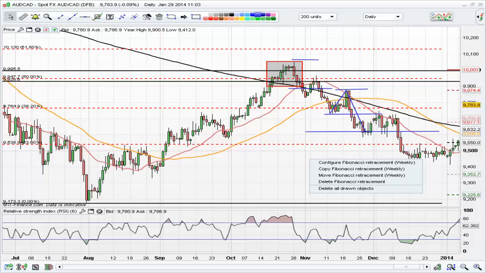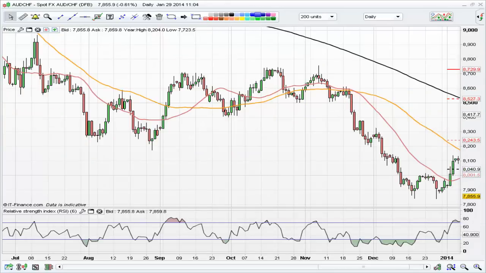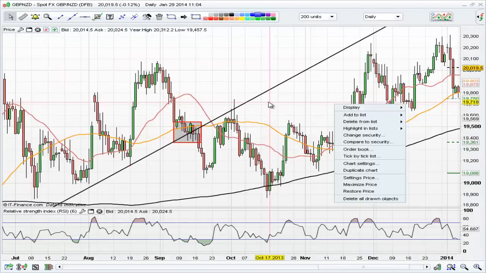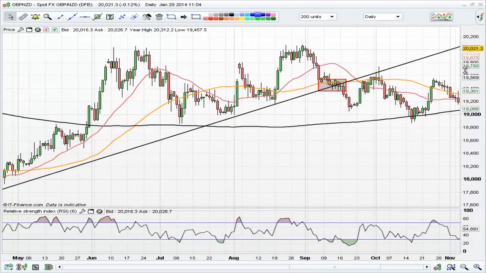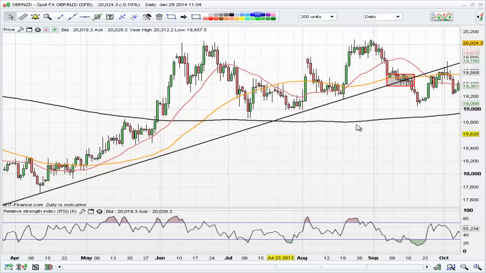So the next one we'll look at is pound versus New Zealand dollar. So I just need to find it on my list. There we go, pound New Zealand dollar. Okay, now I've already isolated this one. So this one was back in September last year.